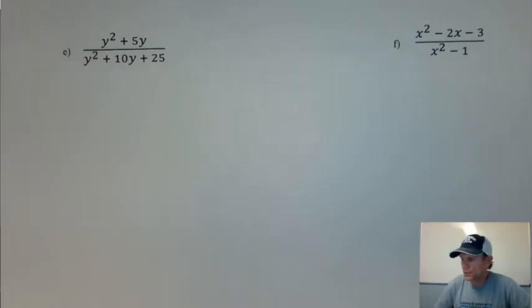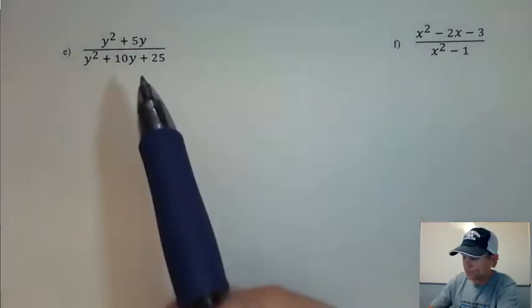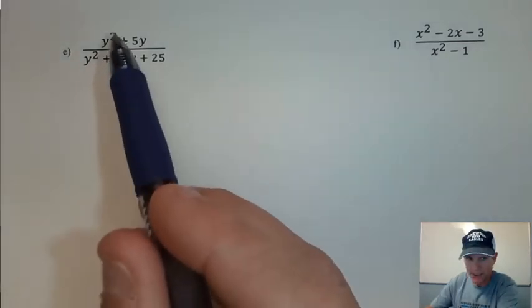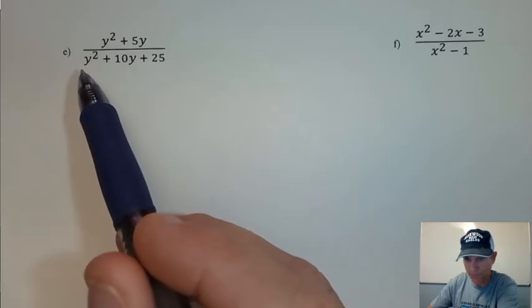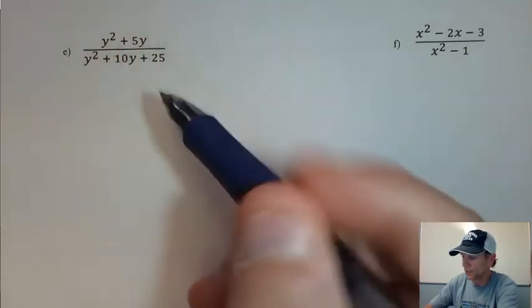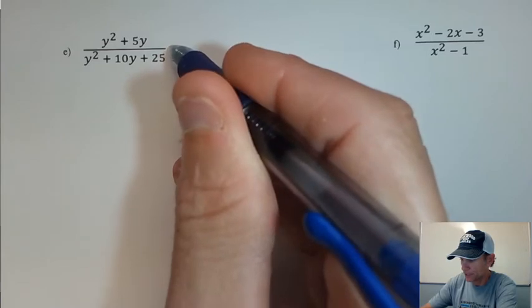Continuing with 12.1 number 3, we're simplifying rational expressions. Remember, we need to factor and then cancel. So we want to factor everything and then cancel. The wrong idea here is to cancel those y squareds. Okay? We do not want to do that. You want to factor, then cancel.